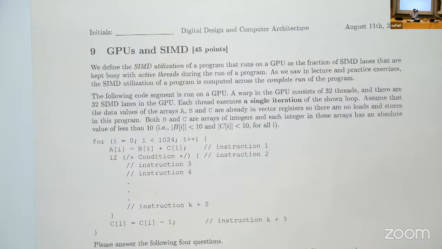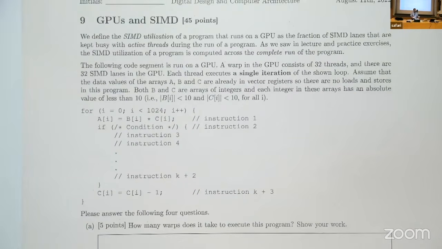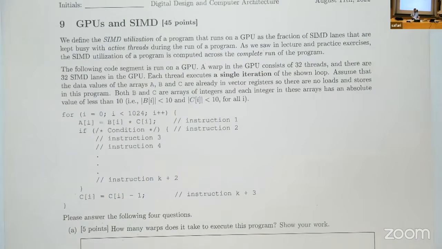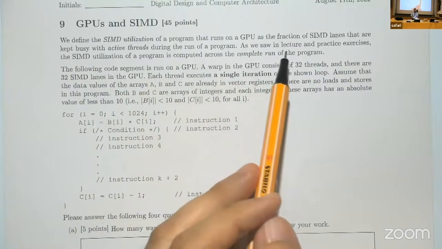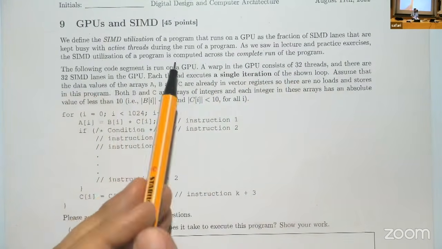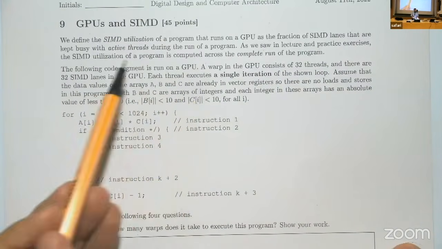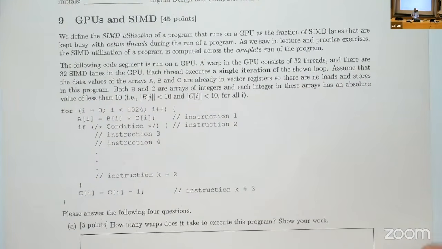Okay, the next question is about GPU and SIMD. This is actually one of the common questions in our exams, where you need to calculate the SIMD utilization rate. I will quickly go over the question. We define the SIMD utilization of a program that runs on a GPU as the fraction of SIMD lanes that are kept busy with active threads during the run of the program. We should calculate it at the end of the application, not in the meantime.